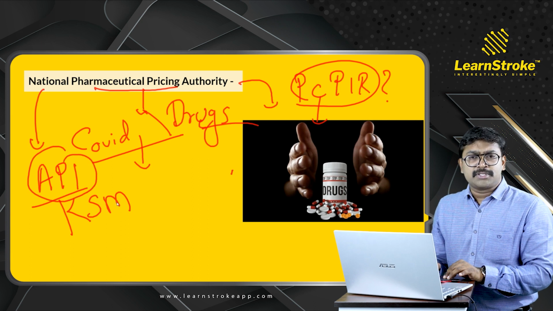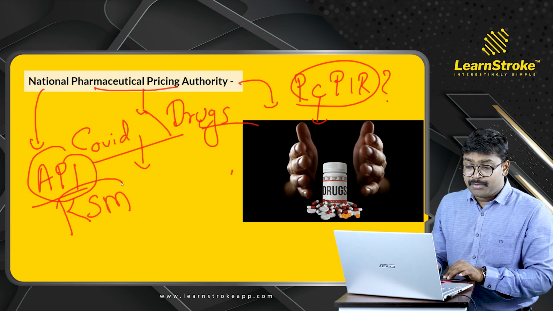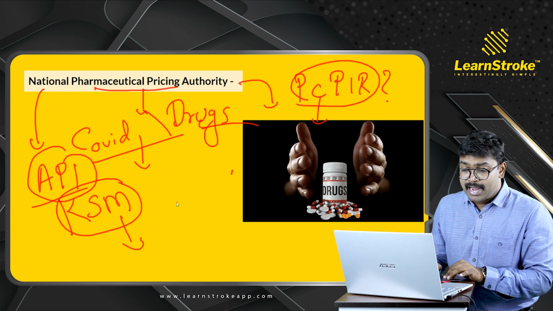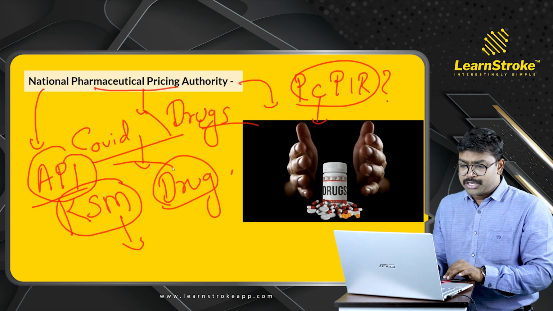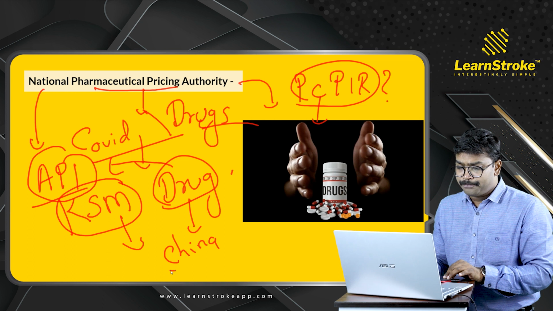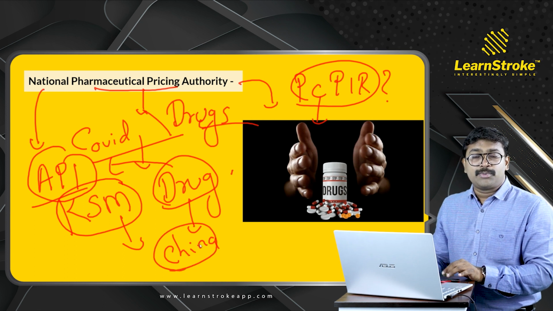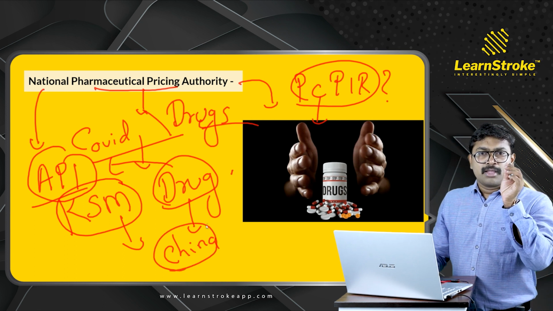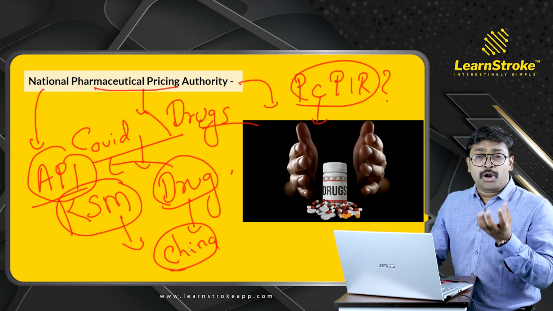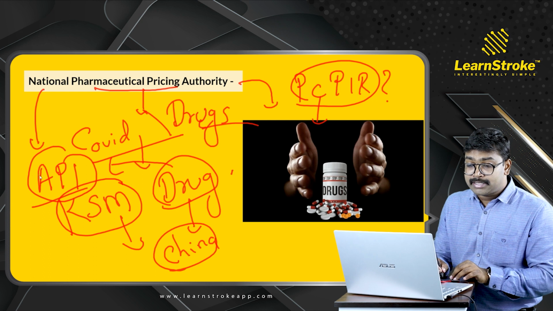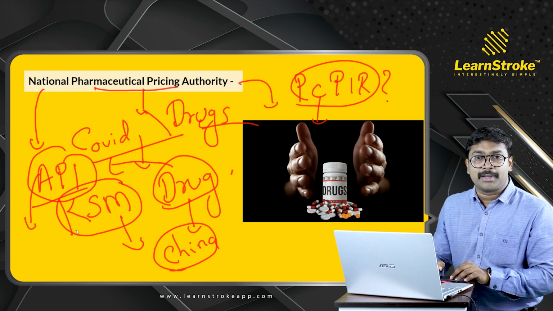So which of the following statements regarding API are correct? And which of the following statements regarding KSM are correct? And we need to talk about the drug industry, especially in relation to API. We'll also discuss from the angle of China. We'll study that in order to make drugs, we need basic raw materials or chemical compounds which are called API, the basic chemical compounds.